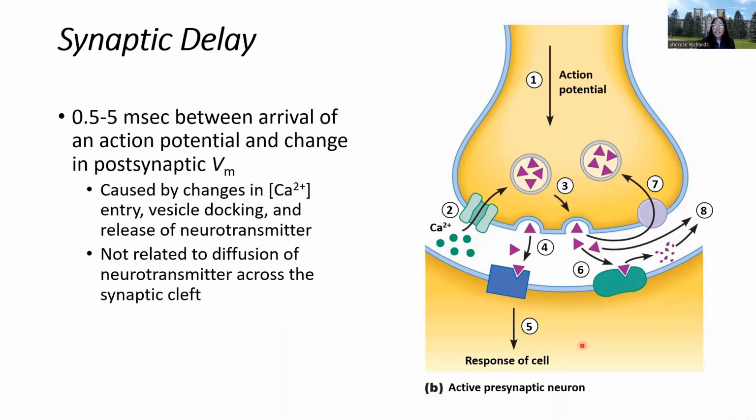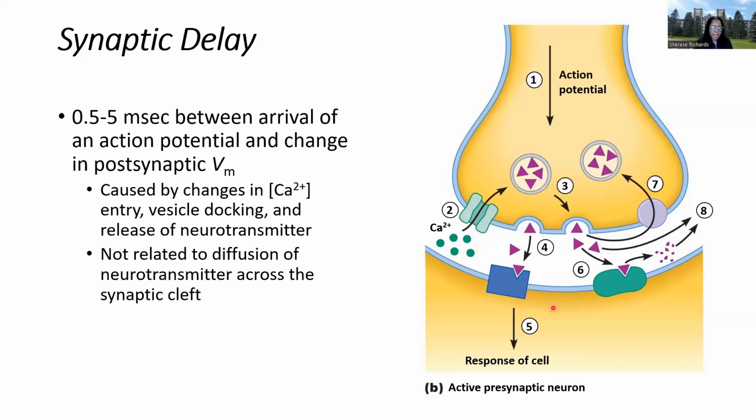What is causing that delay is the change in the calcium, the time it takes for calcium to enter the axon terminal, the time it takes for the vesicles to move closer to the end of the axon terminal for exocytosis to occur. That is what takes that 0.5 to 5 millisecond delay. All right. It's not at all related to the diffusion of the neurotransmitter across the cleft.